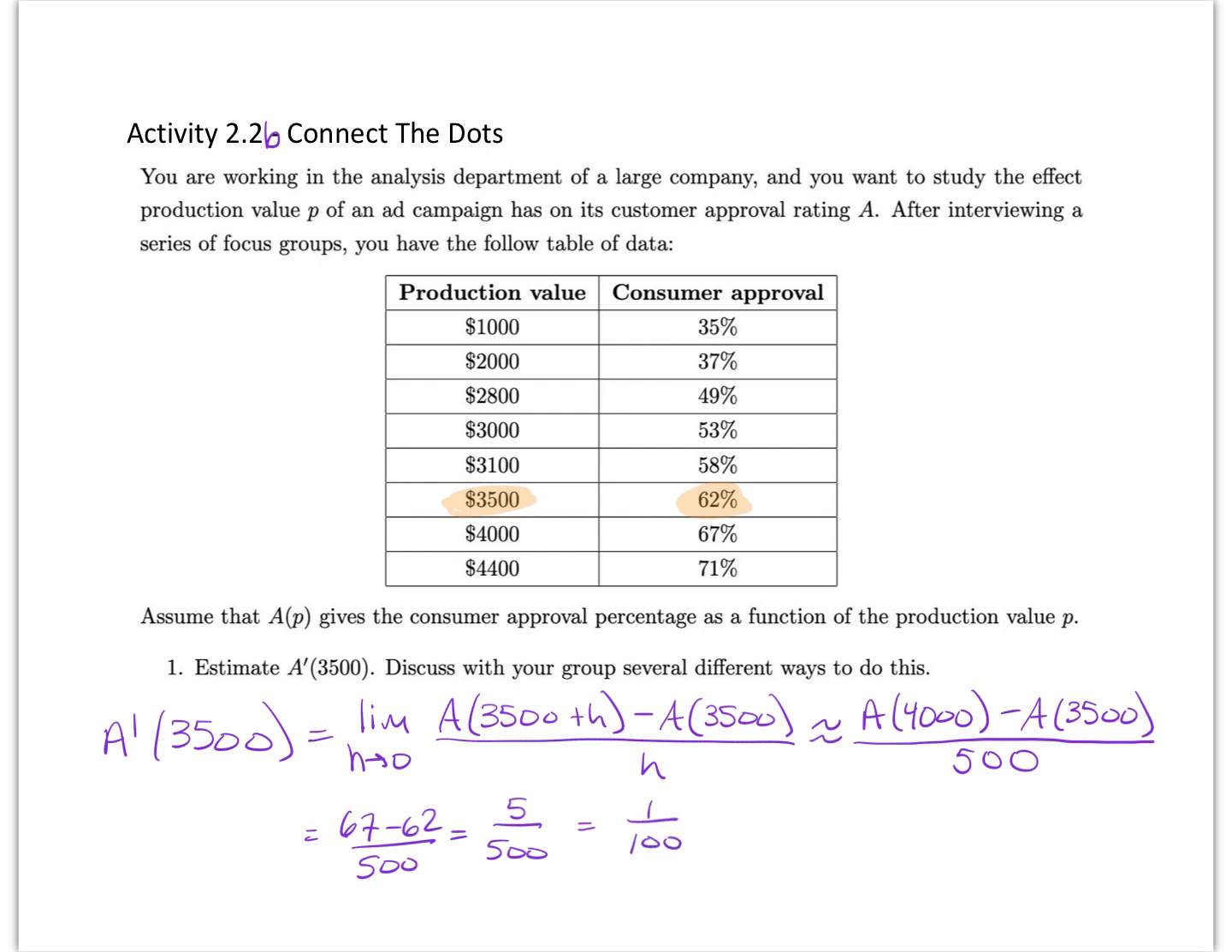And what are my units on this calculation? They are going to be percent, right? Customer approval units over production value units. So this is going to be percent per dollar. So 1/100th of a percent per dollar. So for every additional dollar spent, we can expect to increase approval rating by approximately 1/100th of a percent.